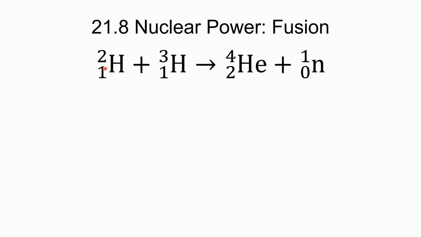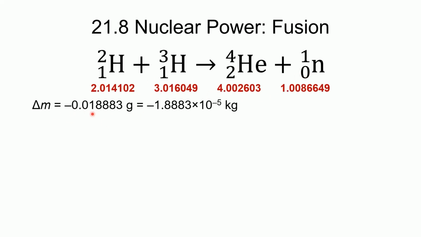So here we've got deuterium and tritium. These are isotopes of hydrogen. If you get this up to a very, very high temperature, usually 40 to 100 million Kelvin, then you can convert it into helium and a neutron. These are the masses. Here is our change in mass.